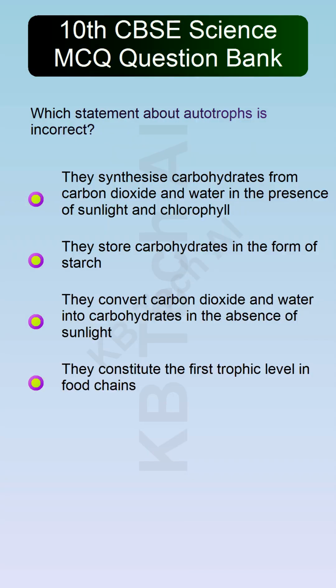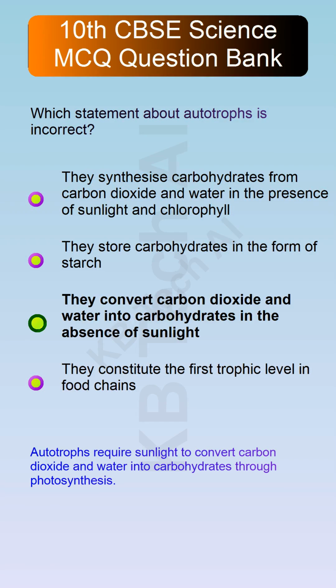Which statement about autotrophs is incorrect? Option 1, they synthesize carbohydrates from carbon dioxide and water in the presence of sunlight and chlorophyll. Option 2, they store carbohydrates in the form of starch. Option 3, they convert carbon dioxide and water into carbohydrates in the absence of sunlight. Option 4, they constitute the first trophic level in food chains. The answer is, option 3, they convert carbon dioxide and water into carbohydrates in the absence of sunlight.